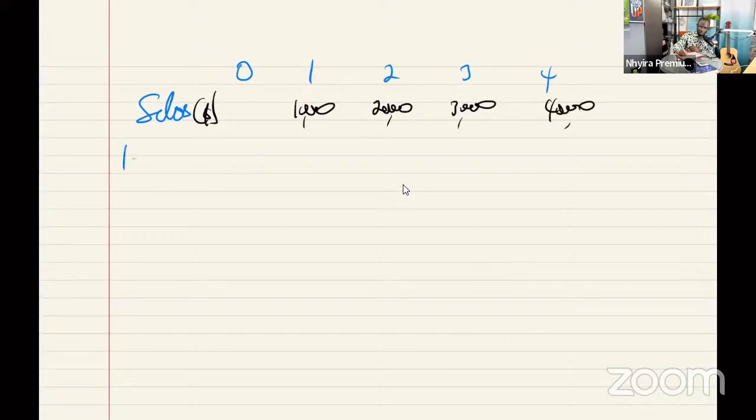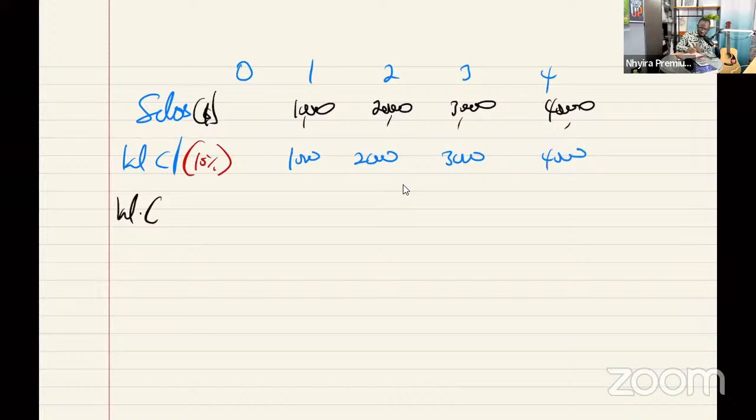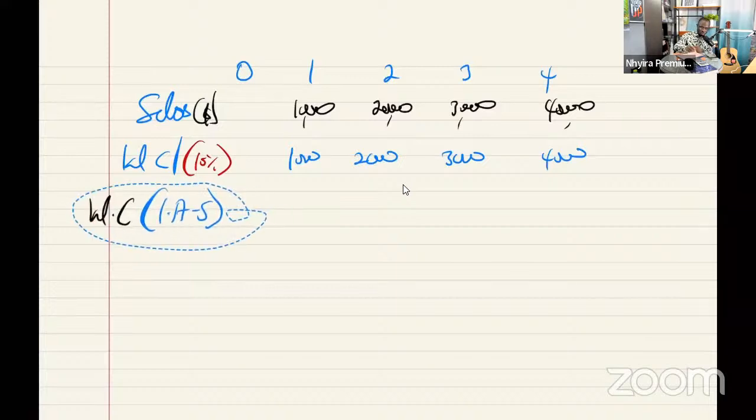Then the question says that the working capital requirement is 10% of the sales of the month. So what it means is that this is going to be 1,000, this is going to be 2,000, this is going to be 3,000, this is going to be 4,000. But you see, they said it is required at the beginning of the year. What it means technically then is that the actual working capital that we would take to our investment appraisal schedule will be in this form.